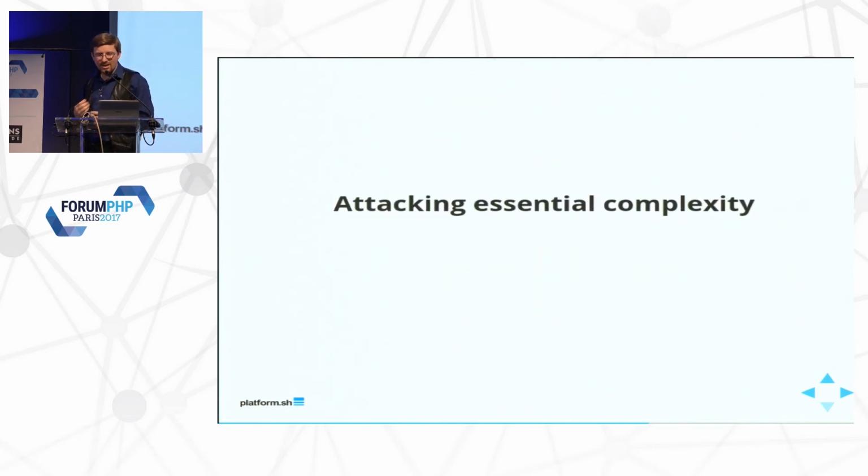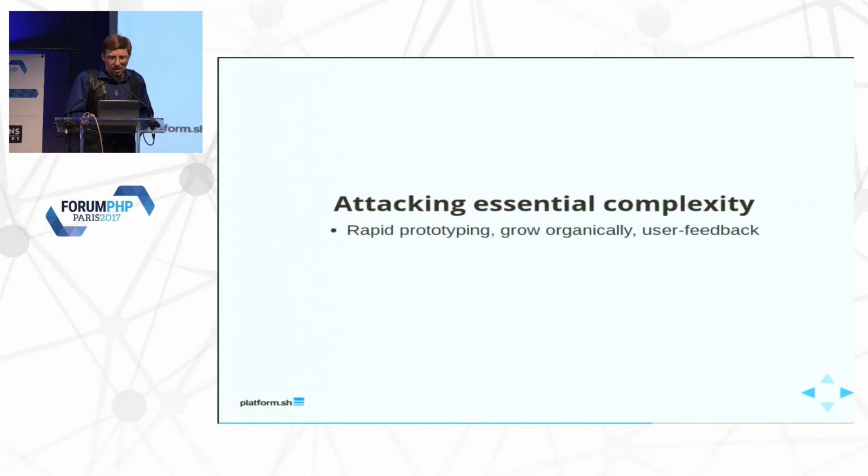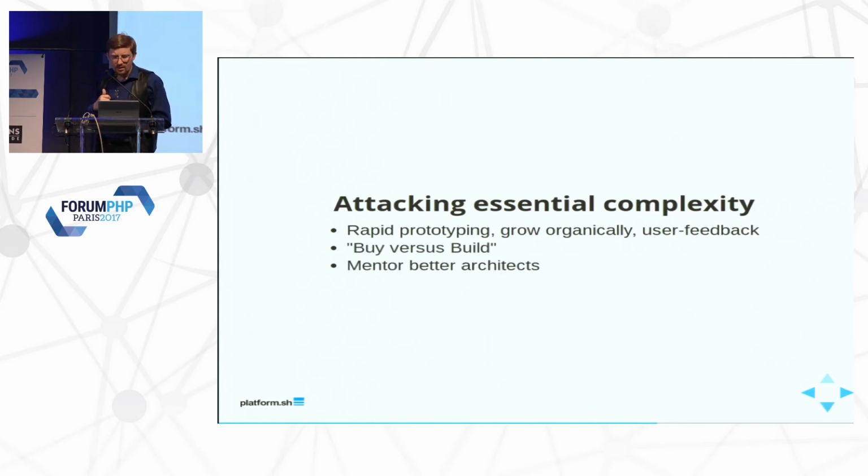So how do we attack that essential complexity, the actual hard part? First thing Brooks recommends is rapid prototyping that lets you grow a system organically based on user feedback. We already talked about this. That's growing a system in place. The second is buy versus build, and then mentoring better architects.